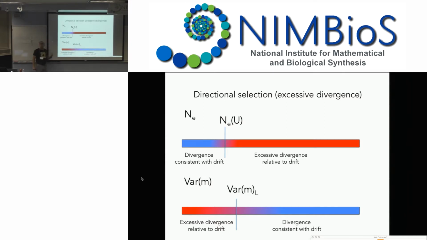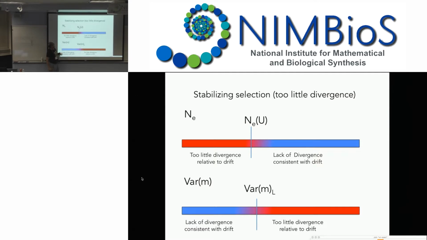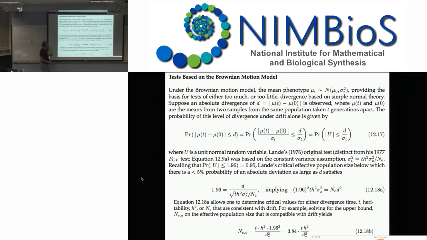I could also take the same test and instead of basing it on effective population size, base it on my mutational variance. If my mutational variance is below a critical value, I have, again, too much divergence with respect to that. Remember, large N means slow divergence, and likewise, small mutational variation means slow divergence. So I get critical values for testing for excess divergence, and you flip those around to critical values for too much divergence relative to drift.